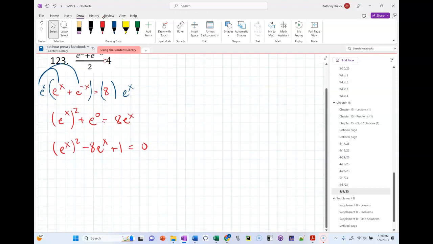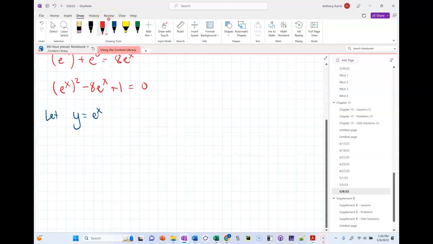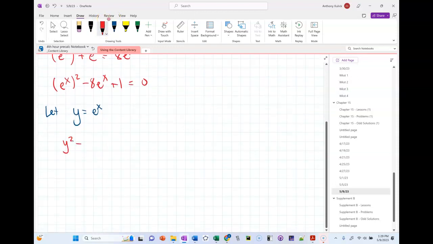So far, so good. And now what I'm going to do is a little pretending. We're going to pretend that e to the x is just the same thing as y. So this thing that kind of looked like a quadratic before is now exactly a quadratic. Now I know how to solve a quadratic. We've spent a lot of time dealing with that. We can either use factoring or the quadratic formula.